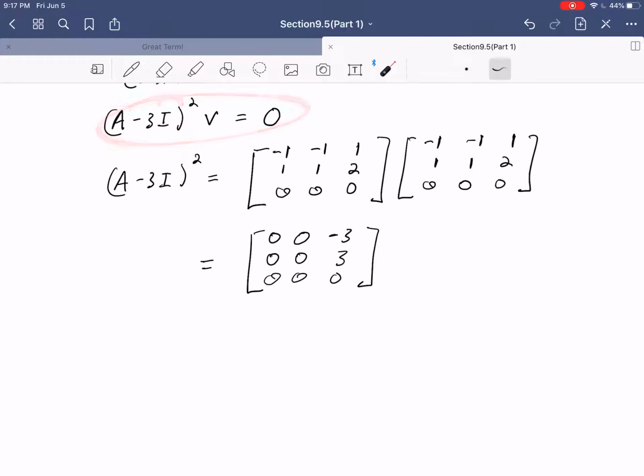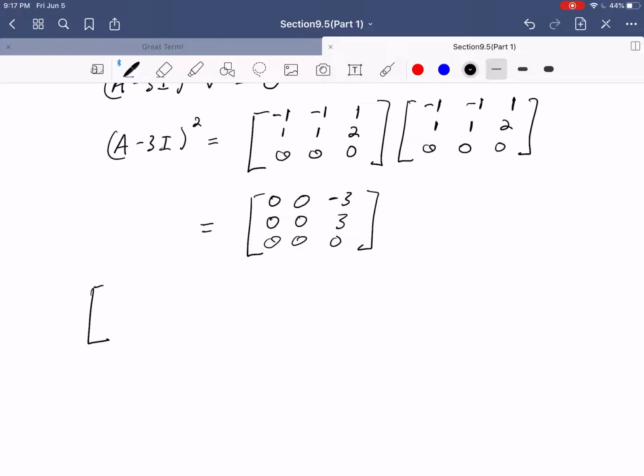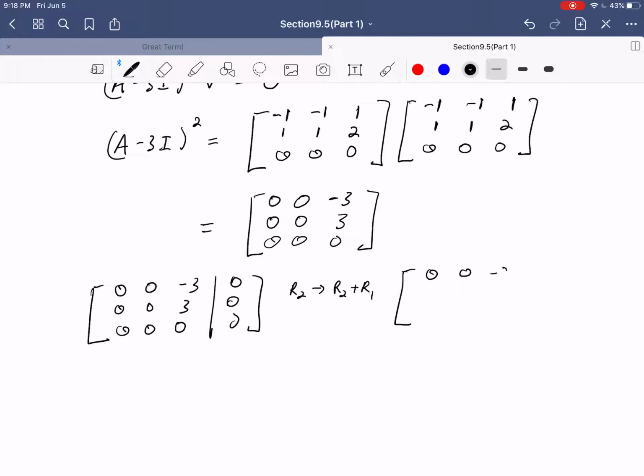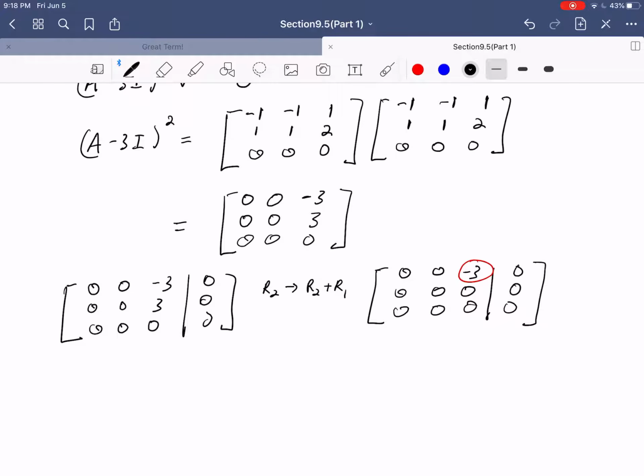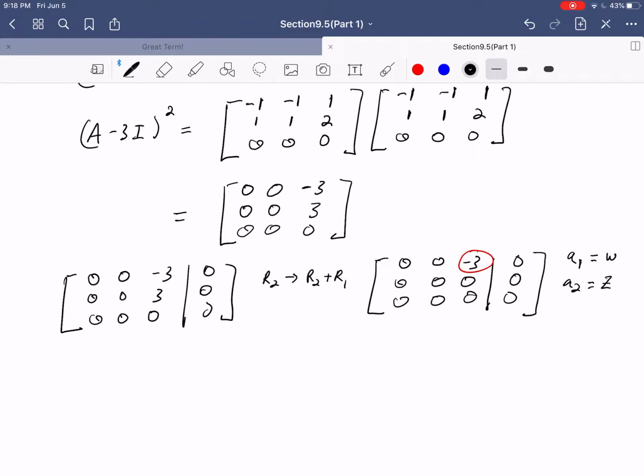Now we want to solve this equal to 0, so we can augment that with 0. So 0, 0, minus 3, 0, 0, 3, 0, 0, 0, augmented with 0, 0, 0. Well, we can simply replace R2 with R2 plus R1. And looks like we should get 0, 0, minus 3, 0, 0, 0, 0, 0, 0, 0, 0, 0. Nice and easy. Now we want to avoid parameterizing here. So let's let A1 be W and A2, let's call it S. You know what, since we used W there, let's use Z for that guy. All right, W and Z.